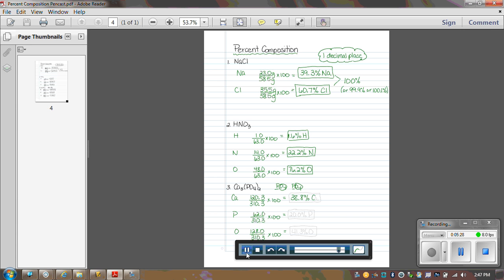And you end up with 38.8% calcium, 20.0% phosphorus, and 41.3% oxygen. Again, add those up. This time we add up and get, it looks like 100.1. We said that was okay, and that was just due to rounding.